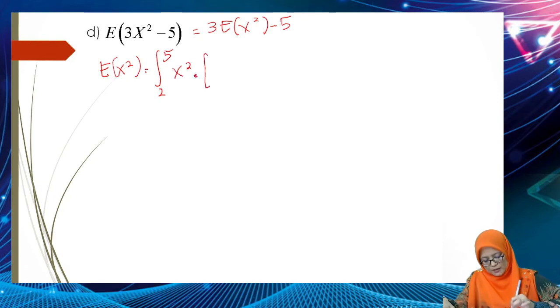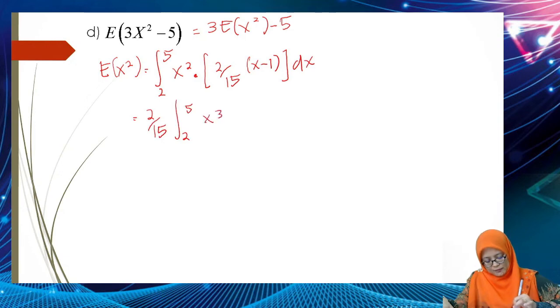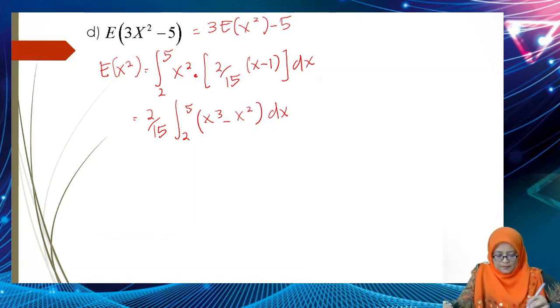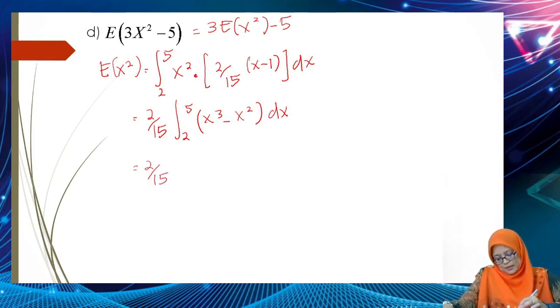So function kita tadi 2 over 15 x minus 1 dx. So 2 over 15 is a constant. So awak akan integrate 2 to 5 x cube minus x square dx. 2 over 15. Okay, so ini integrate, kita akan dapat x power 4 over 4 minus x cube over 3. Substitute value 2 to 5.